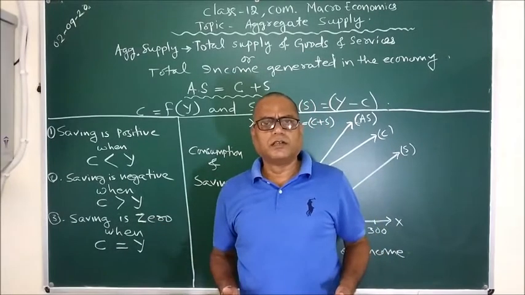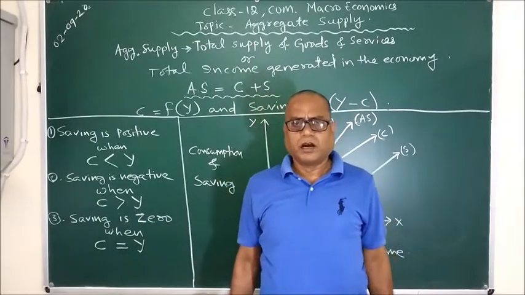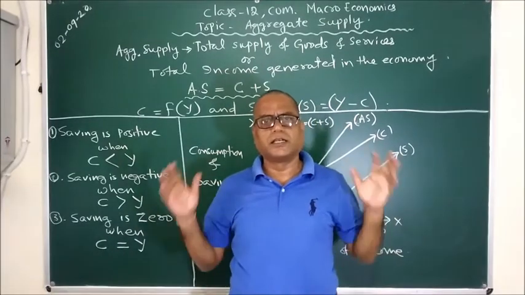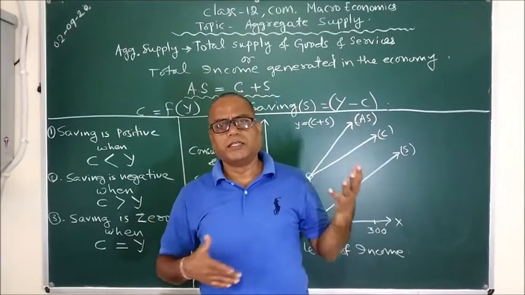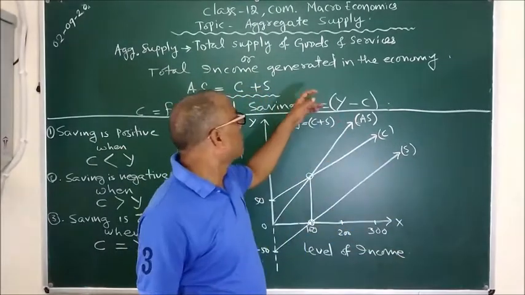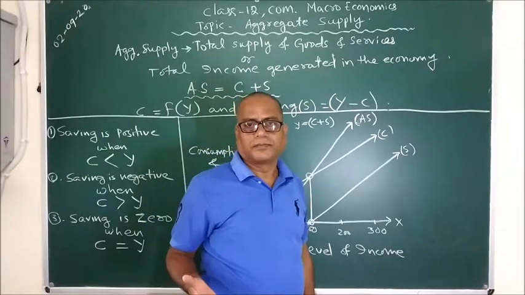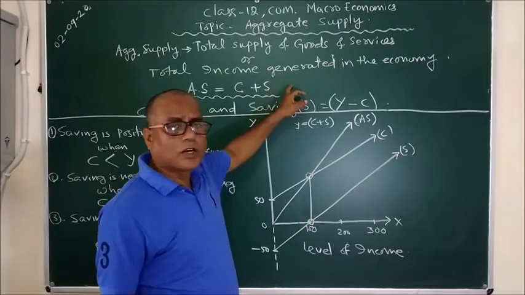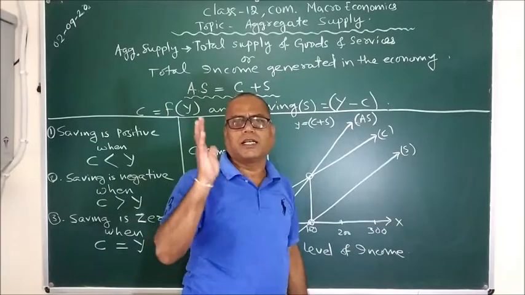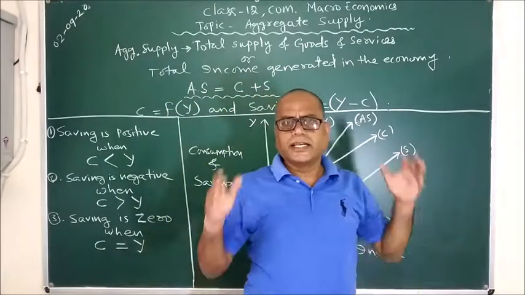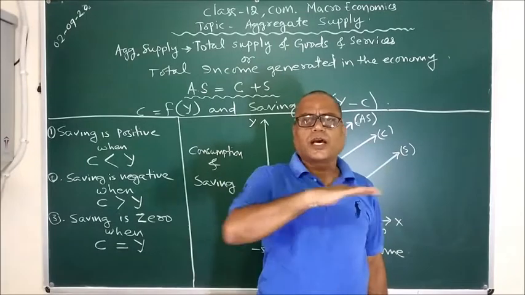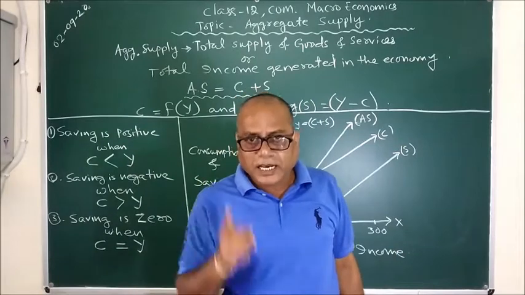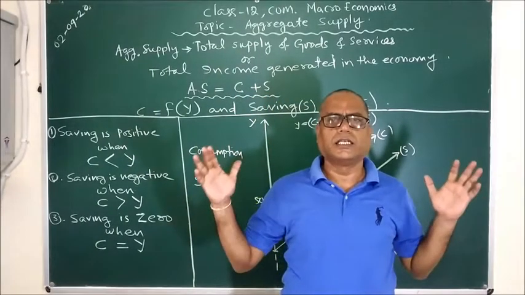We have been discussing in the last couple of discussions what is aggregate demand. We have already completed discussion of aggregate demand and its various components, and today we are going to discuss aggregate supply, the other side. So aggregate supply, first we need to understand what is aggregate supply. Aggregate supply is nothing but the total supply of goods and services in an economy in one accounting year.